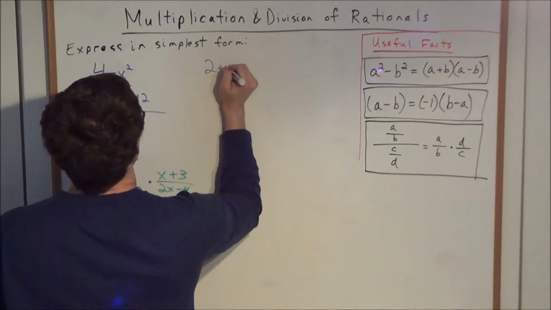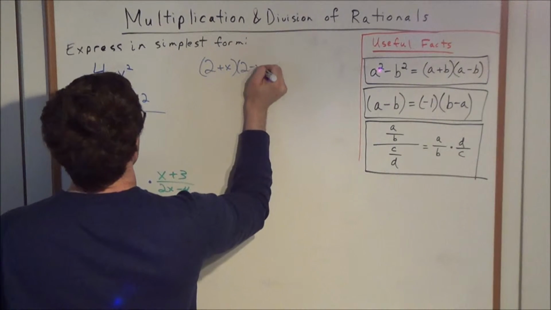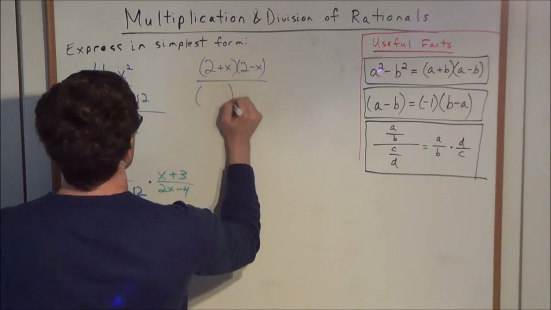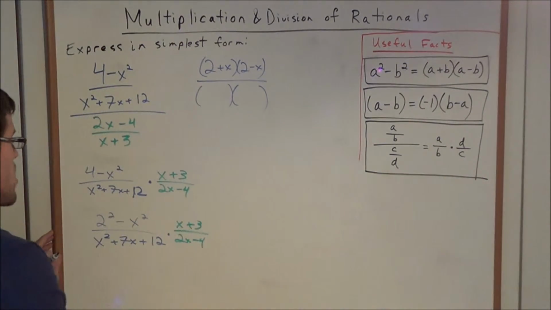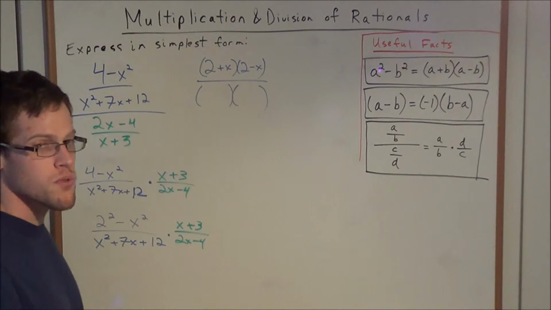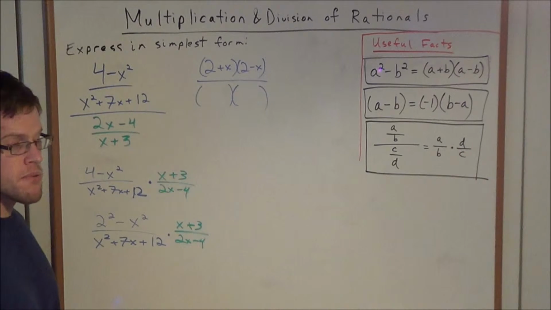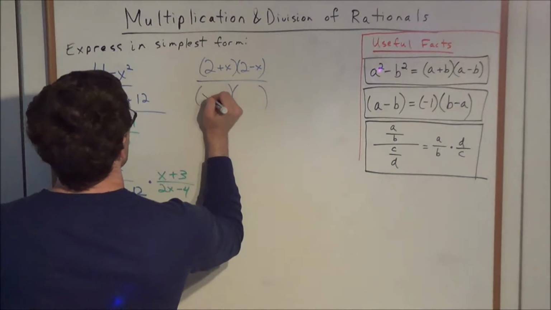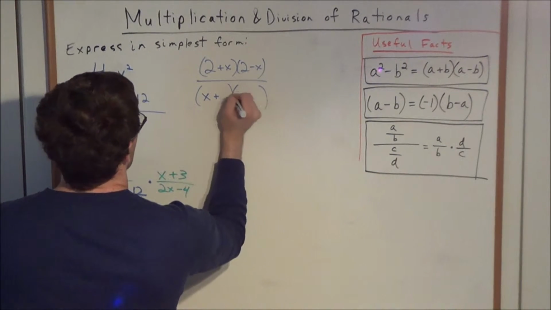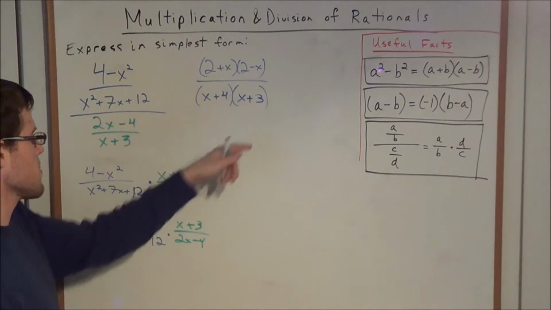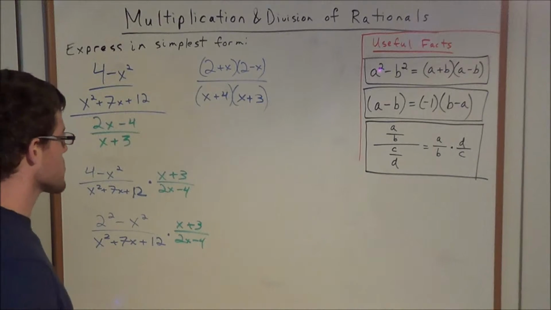We have (2 plus x)(2 minus x) now. And now in the denominator, in order to factor this quadratic expression, we have x squared plus 7x plus 12, so we need to ask ourselves, what two numbers will sum to a positive 7 and multiply to a positive 12? After a little bit more thought, we arrive at positive 4, positive 3. We could quickly check because 4 plus 3 is 7, 4 times 3 is 12.